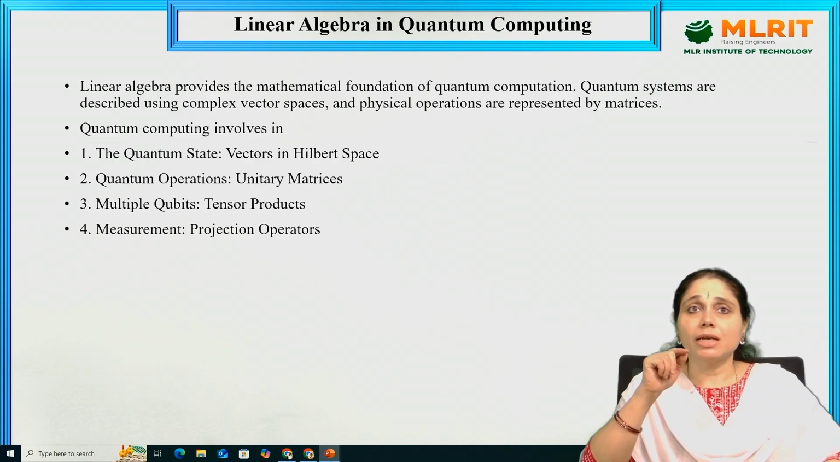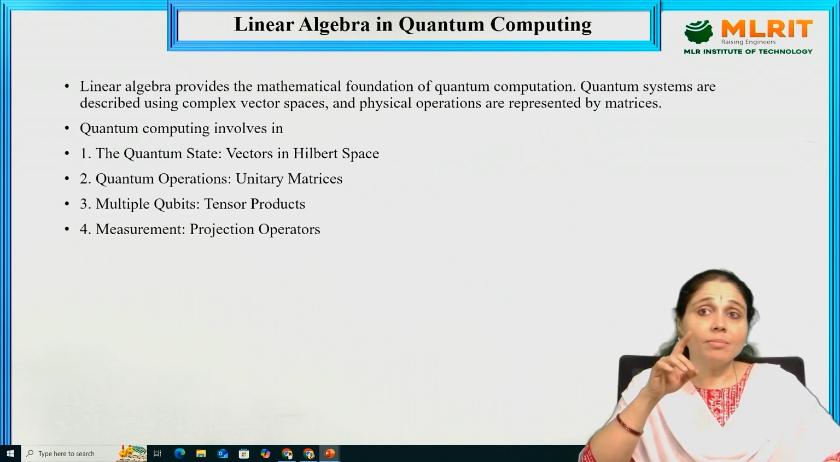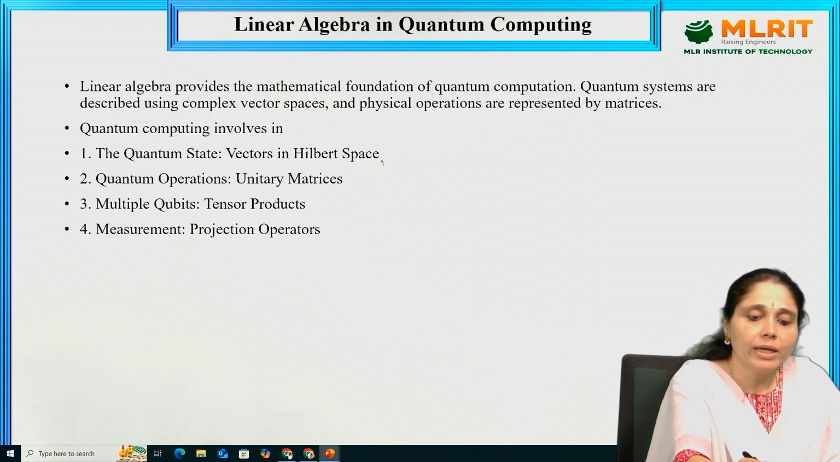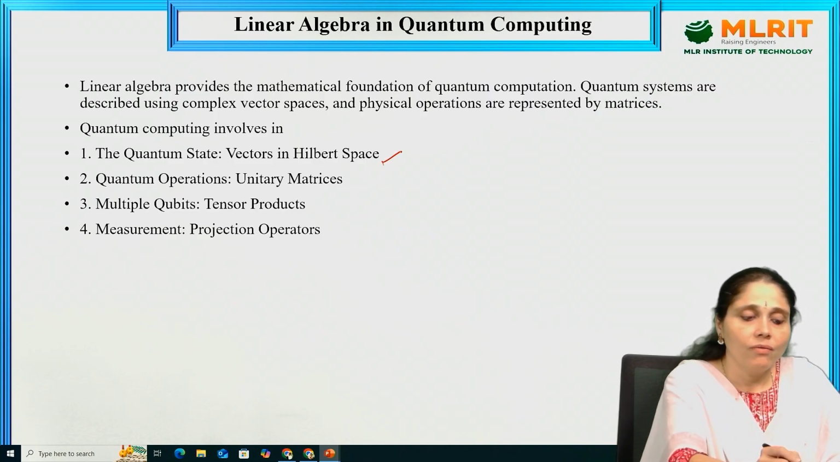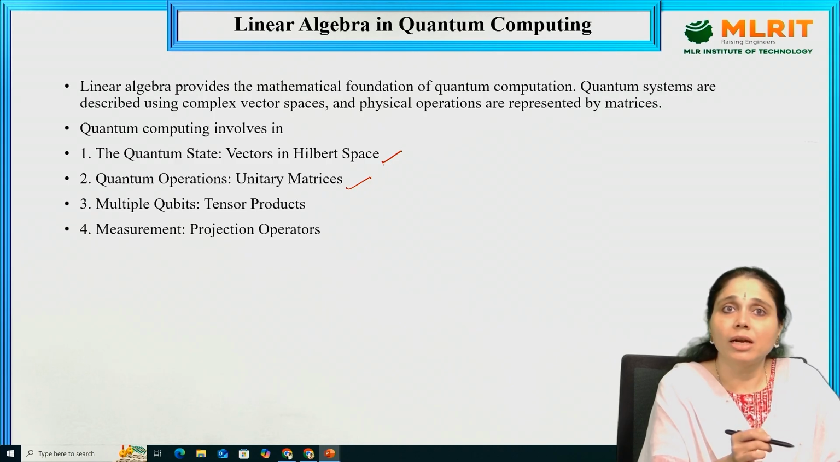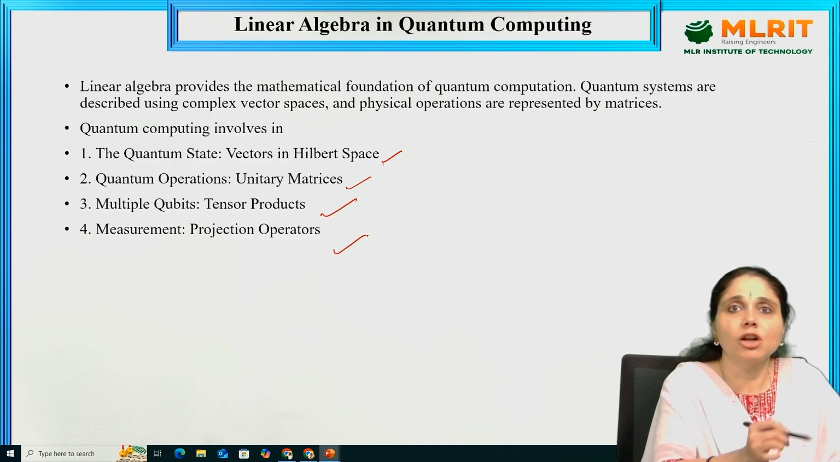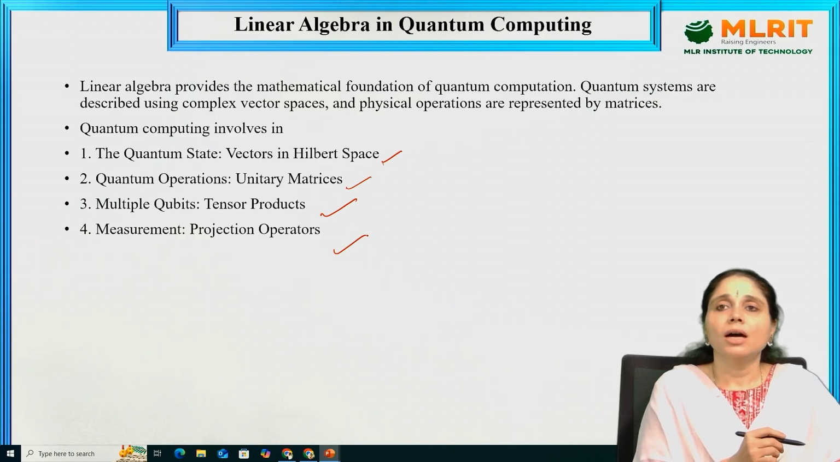Quantum systems are described using complex vector spaces. Physical operations are represented by matrices. Okay, this is the matrix representation. Quantum computing involves, first, quantum states, which are vectors in Hilbert space. Next, quantum operations, which are unitary matrices. Third, multiple qubits, which use tensor products, and the fourth is projection operators. These are the four systems that we are going to use.